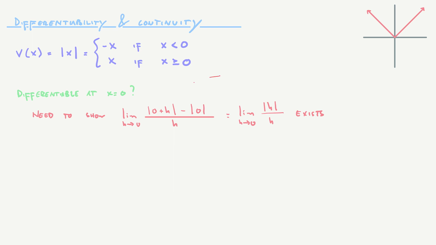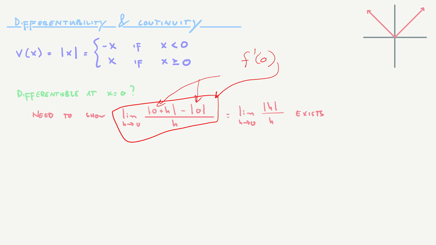Now you might be wondering, what the heck is this? Where am I getting these zeros from? Well, remember, I'm trying to show differentiability at 0. So I'm trying to find f prime of 0, which is this whole thing. That is f prime of 0. Normally we would say a plus h and then minus f of a, but a is 0. So I'm saying 0 plus h minus v of 0, which is the absolute value of 0, all divided by h. But again, that just simplifies to being this limit. So we need to show that this limit exists.